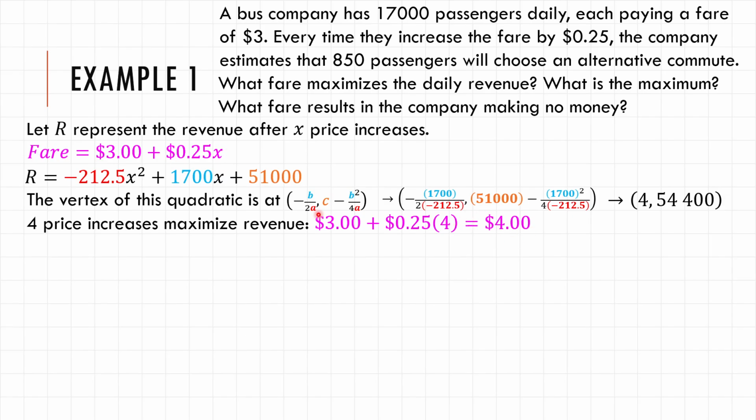And I got that just by taking my equation to calculate the fare and inserting the number of price increases, which is 4, and evaluating that. This also tells me the maximum revenue, like I mentioned, is 54,400. So those two questions I have fully answered.